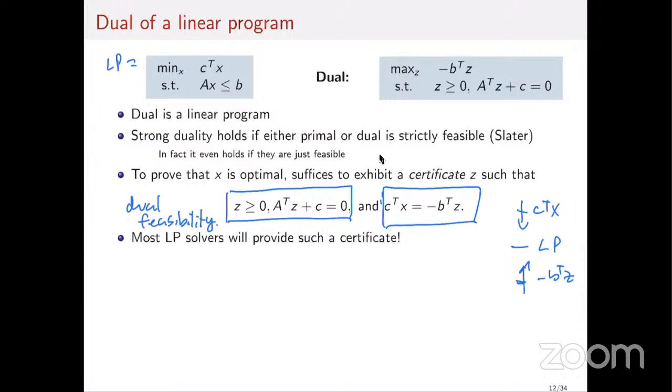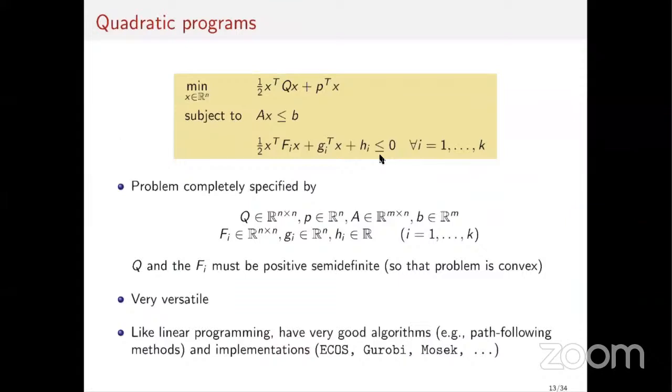Okay, so this is for linear programming. We've talked a lot about linear programming. Linear programming has good modeling power, but still it does not allow us to do these lasso problems when you have quadratic terms in the objective. And so this is exactly what quadratic programs allow you to do. It's similar to linear programming, but now you can have quadratic terms in the objective function, and you can have quadratic inequalities.